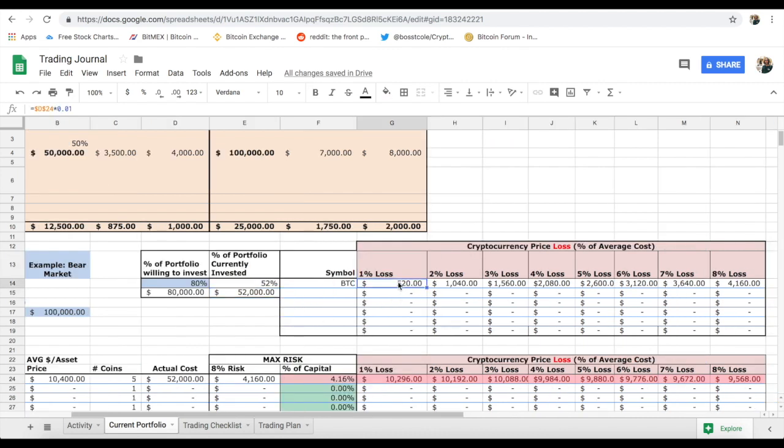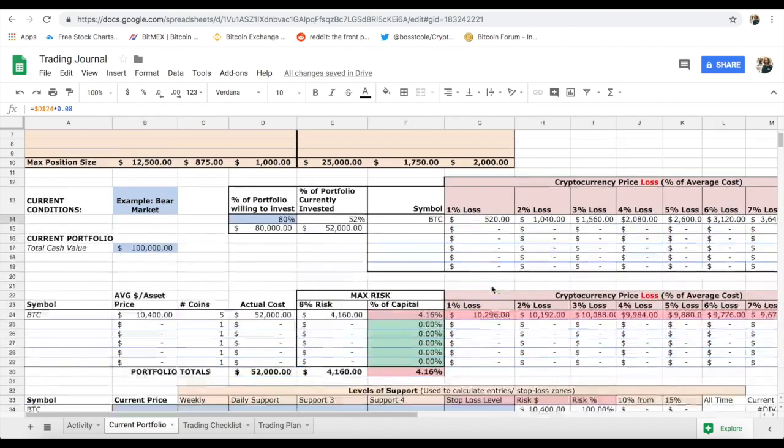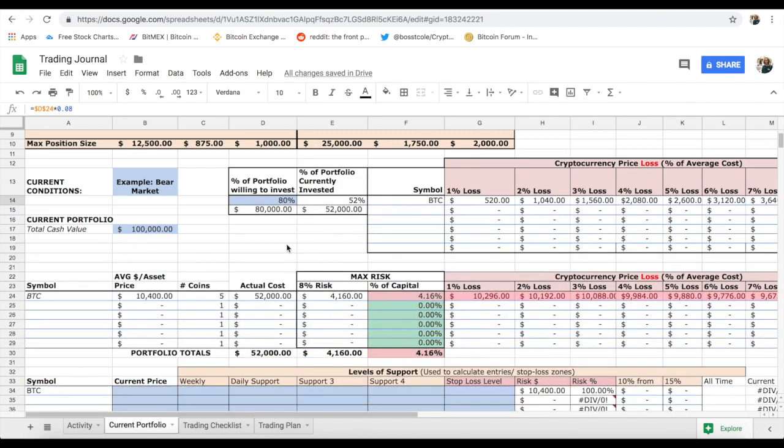So it's going to tell you how much a 1% loss is and how much a 2% loss is of the entire position. And it's going to calculate all the way up to an 8% loss. So that's just all automatically calculated information that you can look at. Now, it's showing you the maximum risk at 8%. So if you enter this position, $52,000 of your capital, 5 Bitcoin at average price of 10,400, 8% risk.